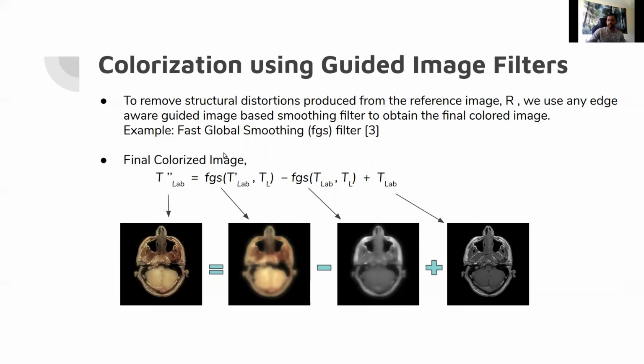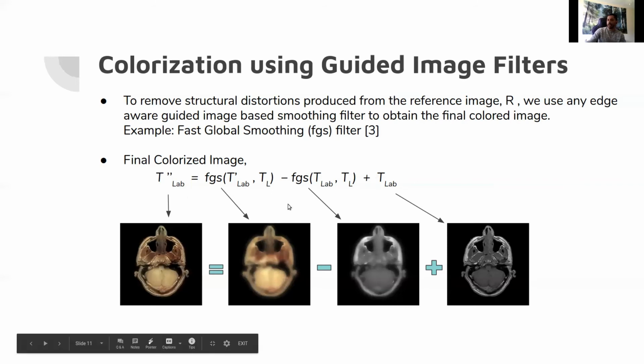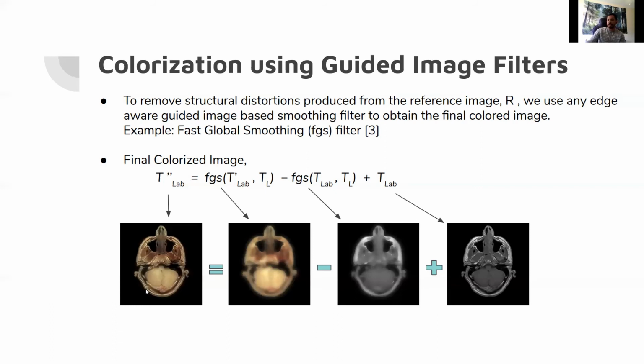So in our work, first we perform the edge-aware smoothing operation on the reconstructed output T prime LAB and target image TLAB with guide image TL to get the smoothed output, which is FGS T prime LAB and TL, and get another smoothed output FGS TLAB and TL, and then we add the differences between these two filtered outputs to the target image TLAB to get the final color image T prime LAB. And the images for each one of these can also be seen here. And this is our final colored image.